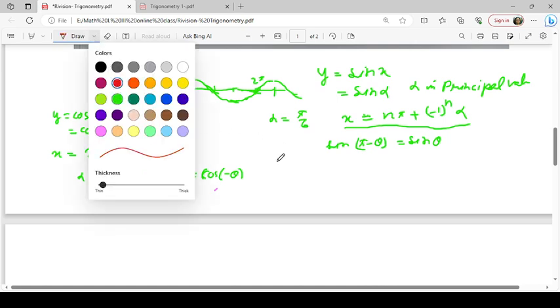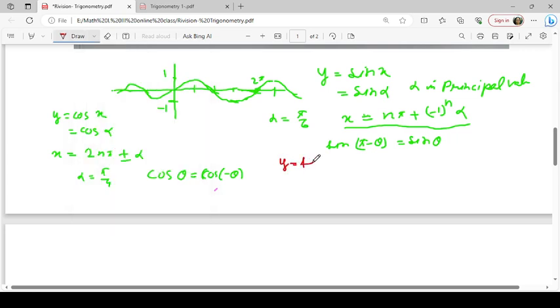And for tan, if we say y is equal to tan x is equal to tan alpha, then the solution for x is n pi plus alpha.